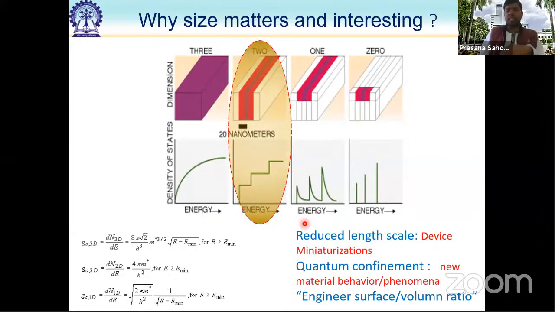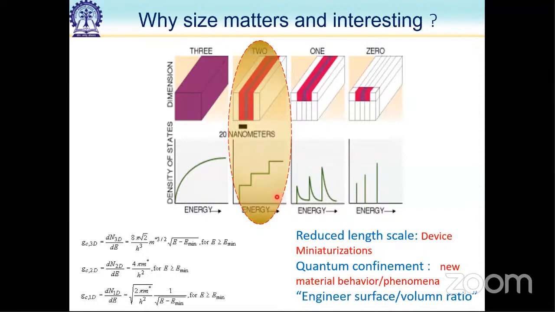So in today's talk, I will mostly focus on 2-dimensional and low-dimensional materials.